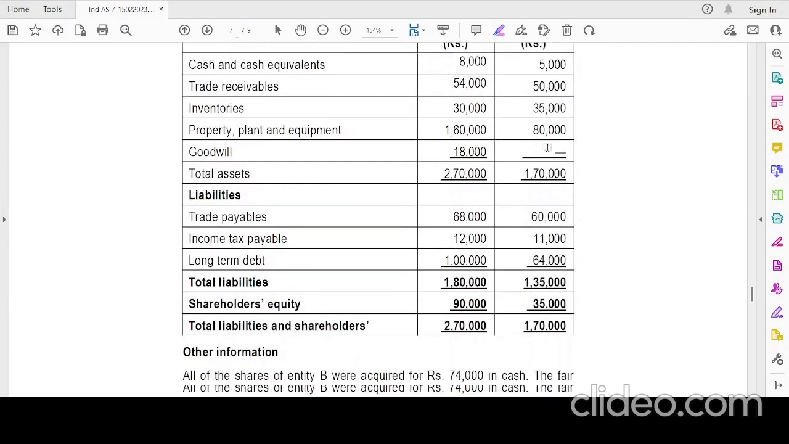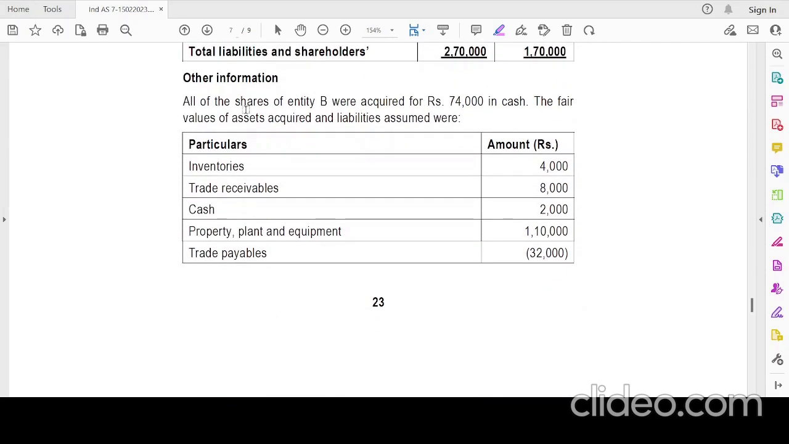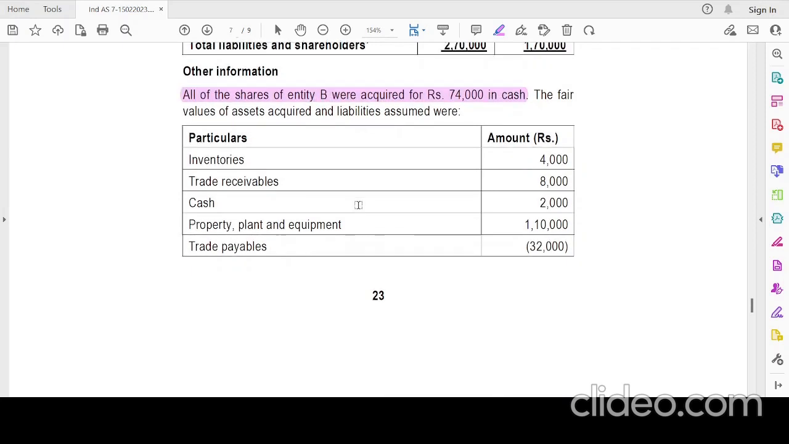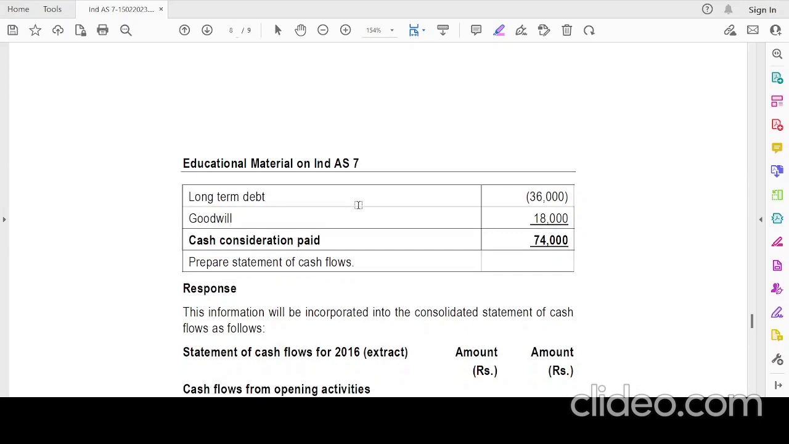Okay, we have some profit and loss account and balance sheet. Here's entity B. All of the shares, 100%, are being acquired for 74,000 in cash. And this is the value of the assets and liabilities.